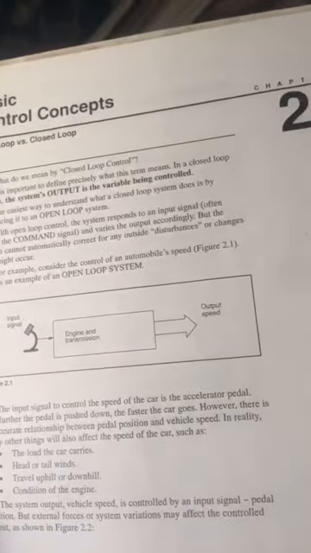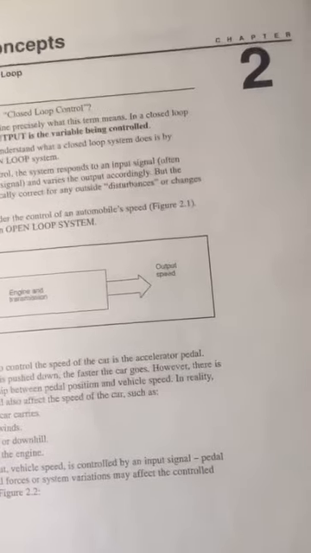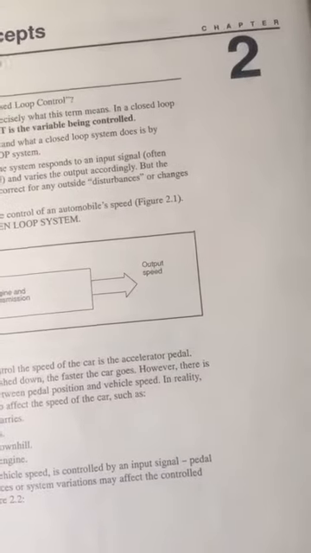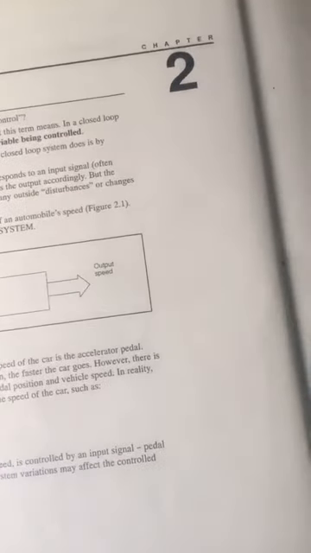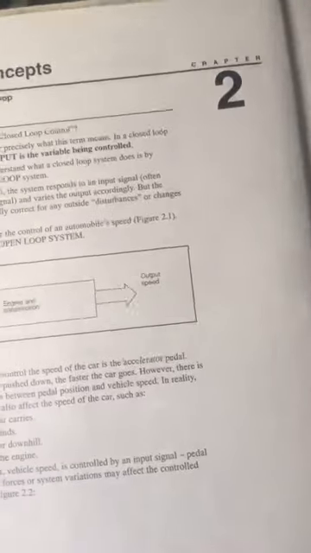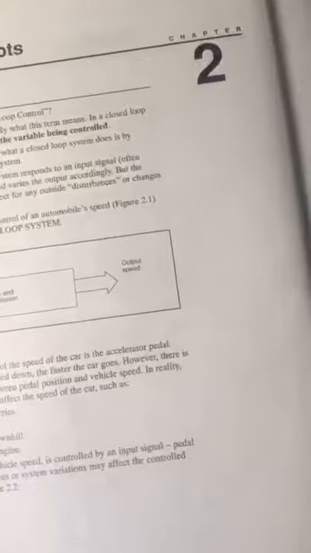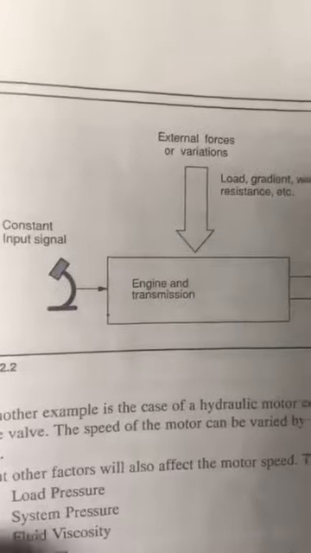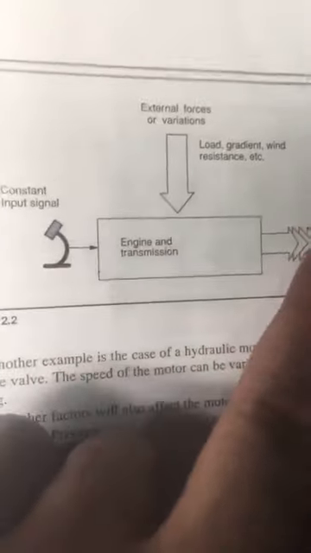In reality, many other things will also affect the speed of the car, such as the load the car carries, head or tail winds, travel uphill or downhill, and condition of the engine. The system output, vehicle speed, is controlled by an input signal, pedal position, but external forces may affect the controlled output. As shown in this figure, this is the pedal, this is the engine and the transmission, and this is external forces: variation, load, gradient, wind resistance, etc. Output speed varies.